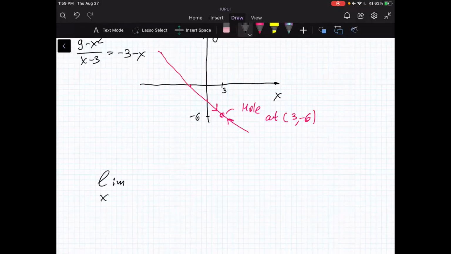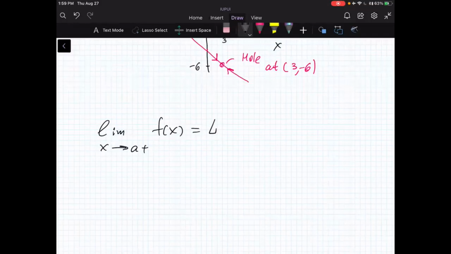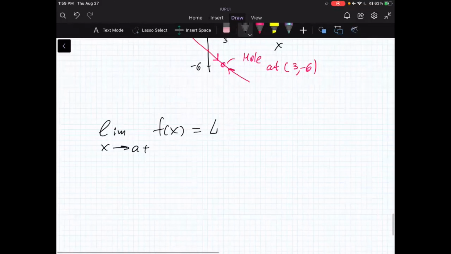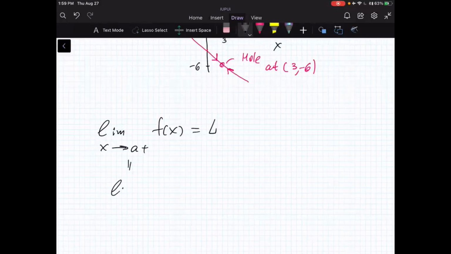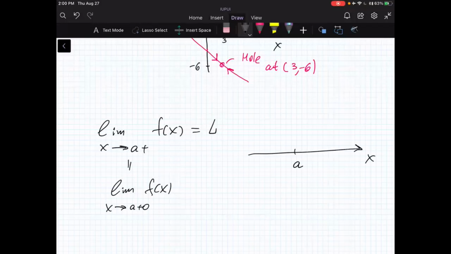Limit when x goes to a plus of f of x equals L. So plus sometimes it is also denoted as limit of f of x when x goes to a plus 0. That means that you approach this point from the right. So if you have, this is your x, this is your a, you're approaching a plus a small number, so you're approaching from this side.